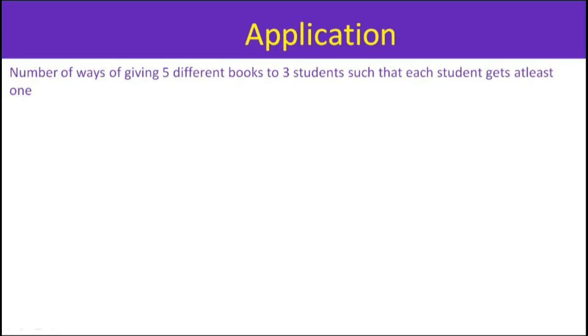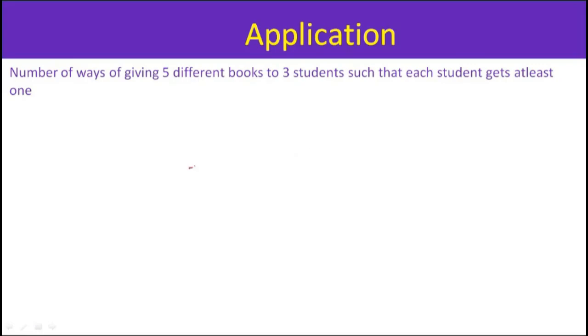To go back to basics, cases now. Again, advanced question. The correct answer to this question is 150. It's an LOD 3-4 type of question. Let's see. Number of ways of giving 5 different books to 3 students such that each student gets at least 1.